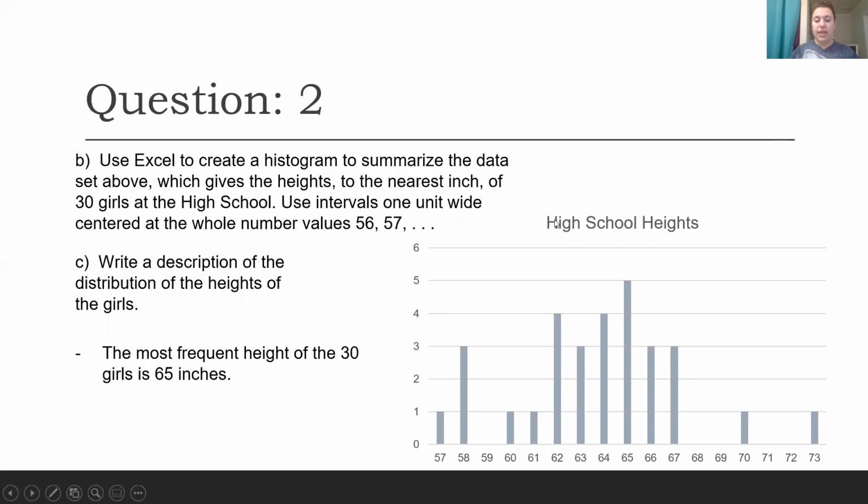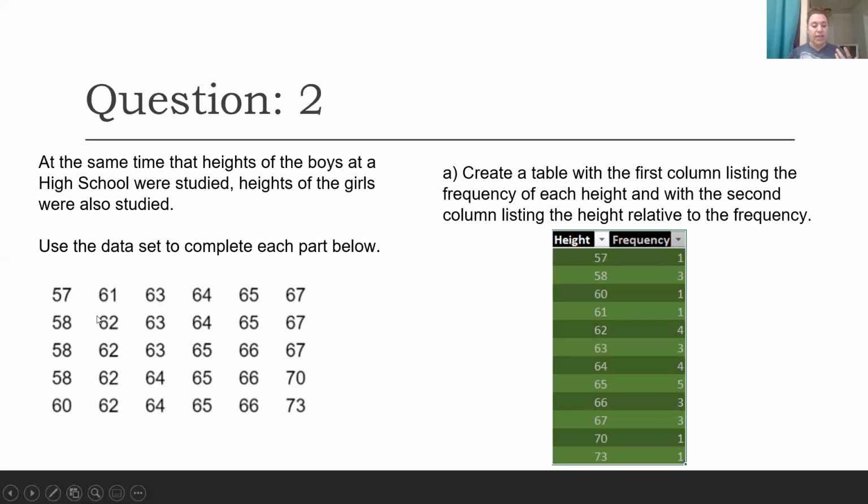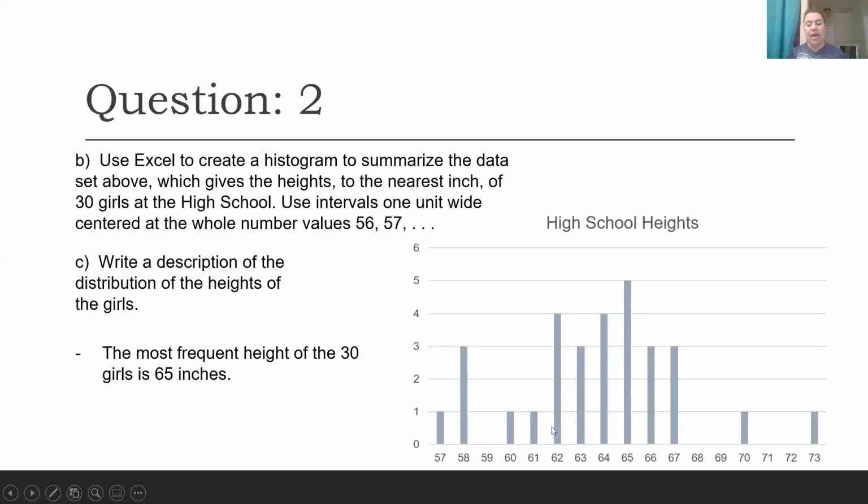So here we label it high school heights, which is what I labeled it as. These are the heights of our girls, and this is the frequency of their heights. Like I said previously, we had 5 girls that were 65 inches tall. So there's our 65 and our 5. This is pretty much what a histogram is. It summarizes the data. So it's not in this form or this form. It's showing you more visually how great something is.